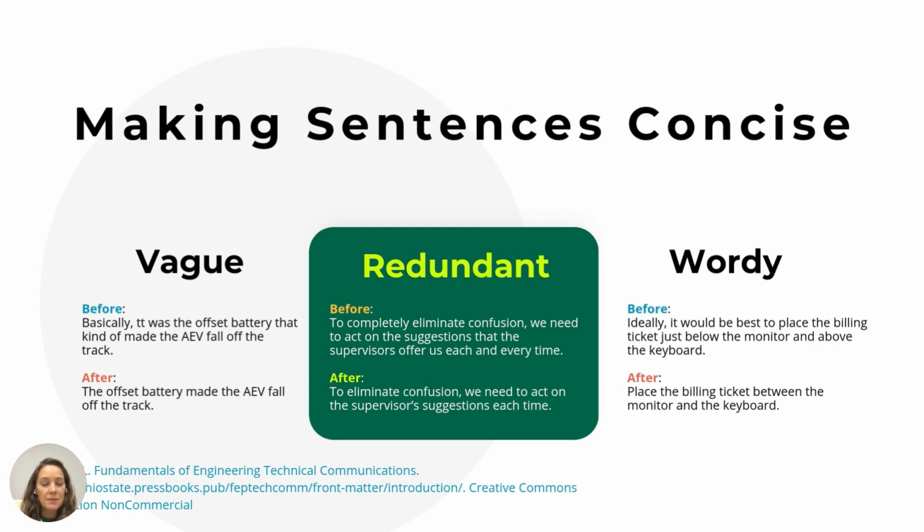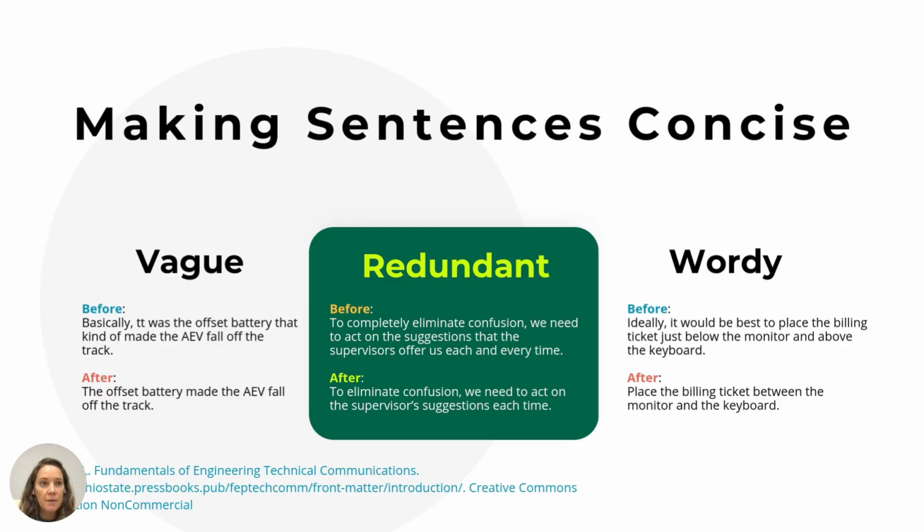Redundant language, so saying things like to completely eliminate confusion, we need to act on the suggestions that the supervisors offer us each and every time. If we look at this sentence, there are a couple of redundancies in there. We have completely and eliminate. We don't need both of those words. So we could say to eliminate confusion. And then in the last part, we have each and every time. Again, that's redundancy. So we could shorten that to just each time.